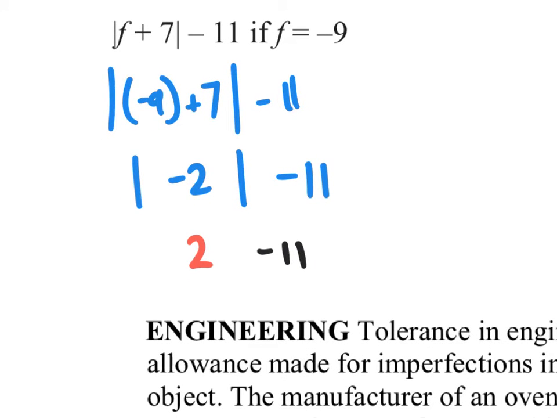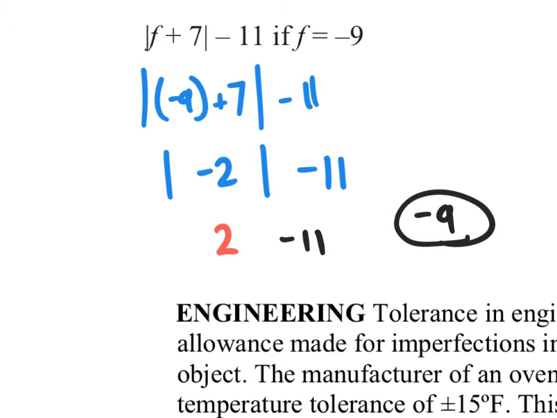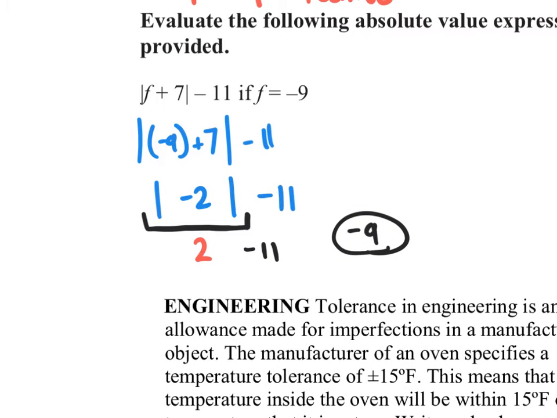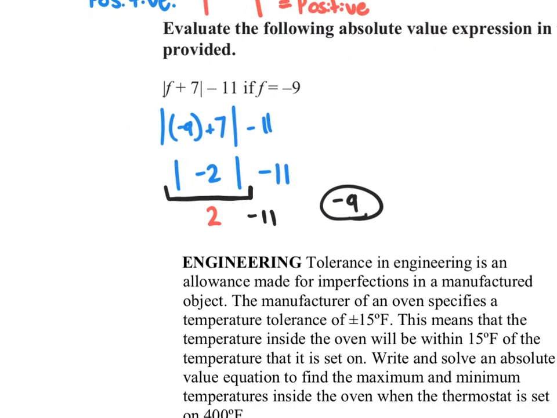And then when I bring down that subtract 11, we end up getting an answer here of -9. Which you might be saying, I thought you said that these answers would always be positive. Well, that's for the absolute value component, and it certainly was. But then if there's other numbers on the outside, anything can happen at that point. But as far as the absolute value component, it will always be positive.